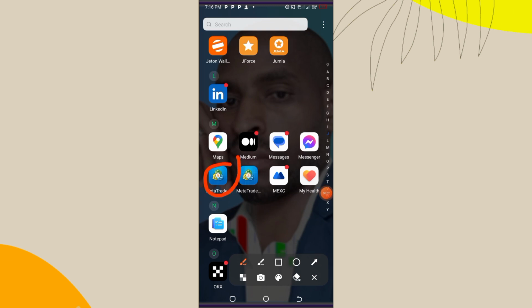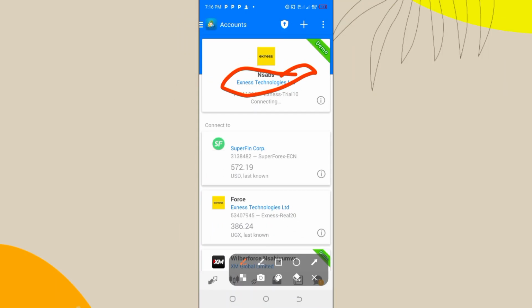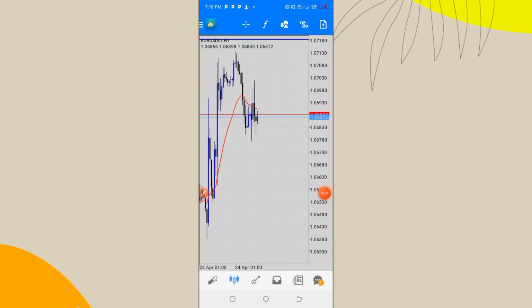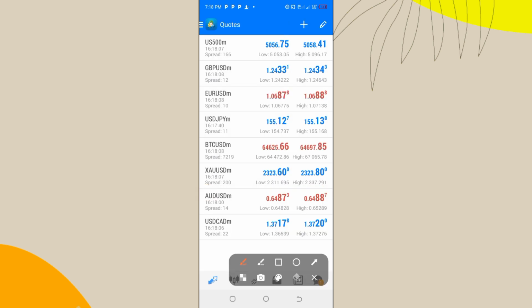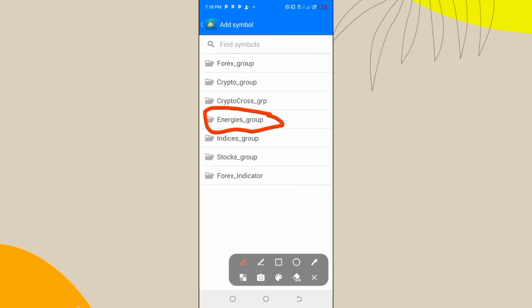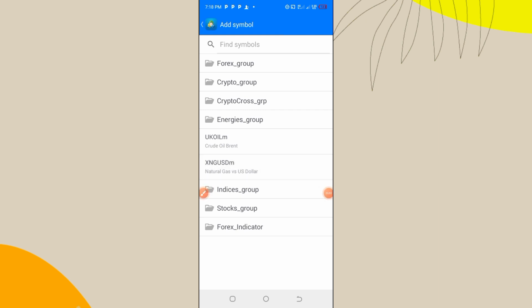Let me begin on the MT4 platform, and I will be using XNS as a broker. Let me sign in, and in this case we shall need crude oil and USD CAD. Let me first add crude oil. To do that we go here, then I click on this plus icon. Crude oil is in the energies group, which is here. As you can see, it is here, crude oil. We also have crude oil Brent, but we are interested in this one, which is crude oil. Let me click on it, then click on add symbol.